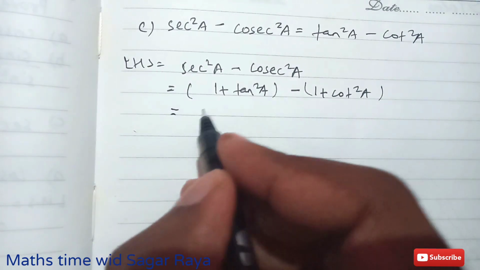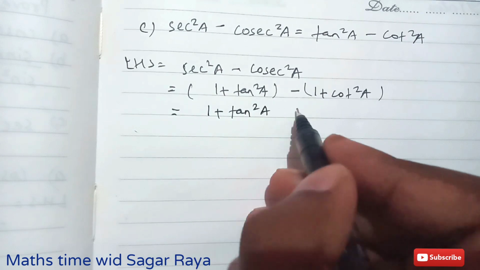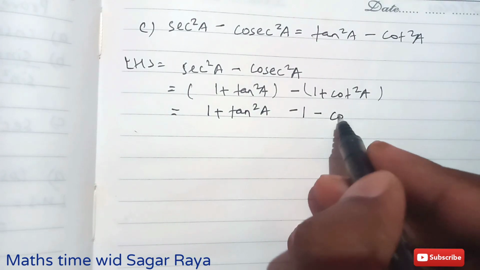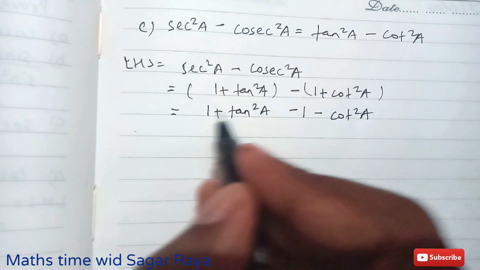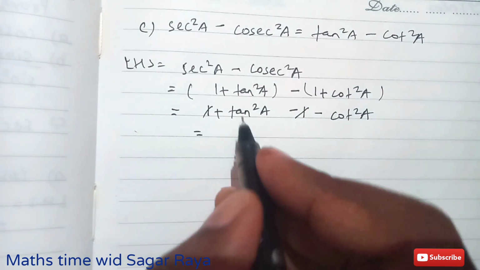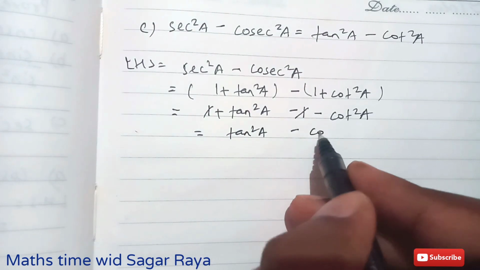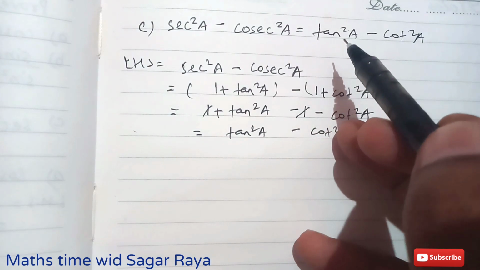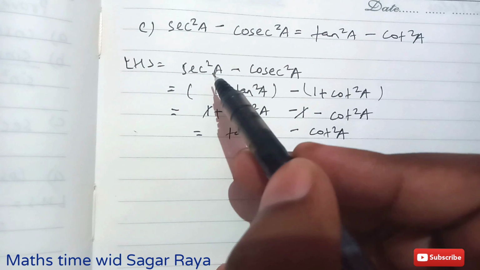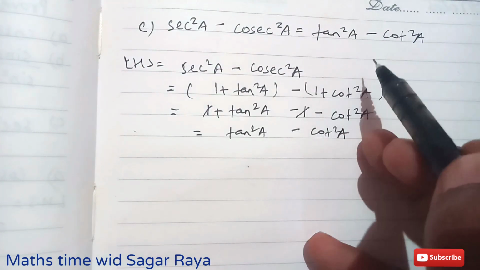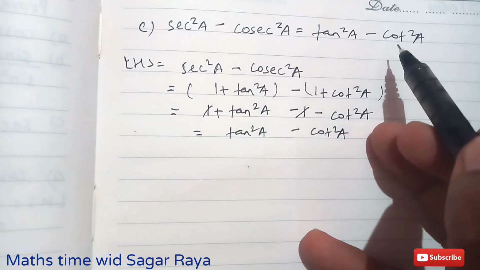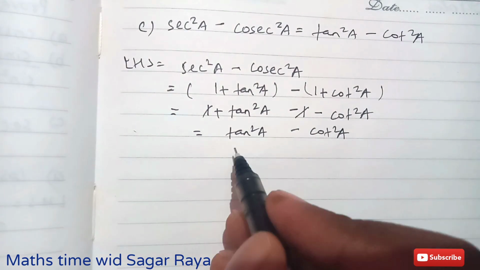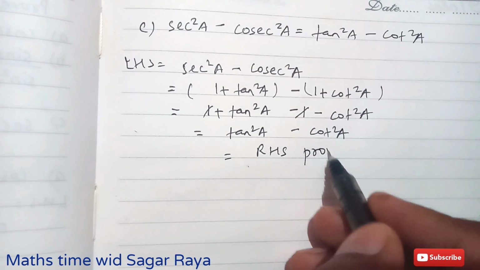Just remove the bracket: 1 plus tan square A as it is, minus, so minus and plus 1 becomes minus 1, and minus and plus becomes minus cot square A. This minus 1 and plus 1 cancel, so what remains is tan square A minus cot square A. The RHS needs tan square A, so we used the formula sec square A equals 1 plus tan square A, and we needed cot square A, so we used the formula cosec square A equals 1 plus cot square A. So this is the RHS. Proved.